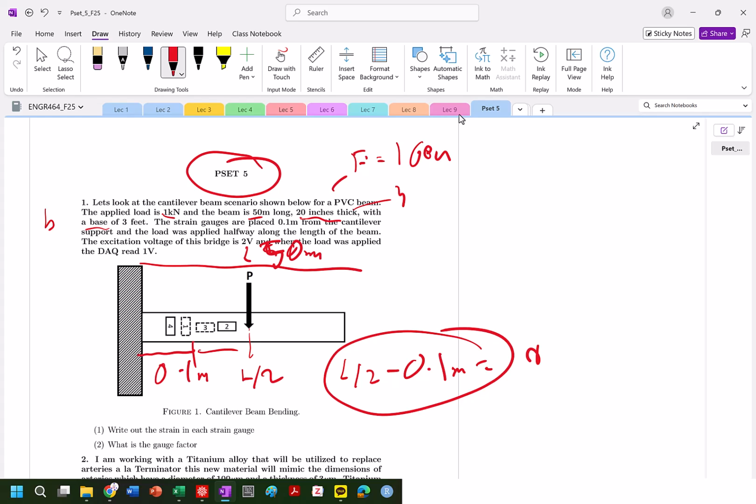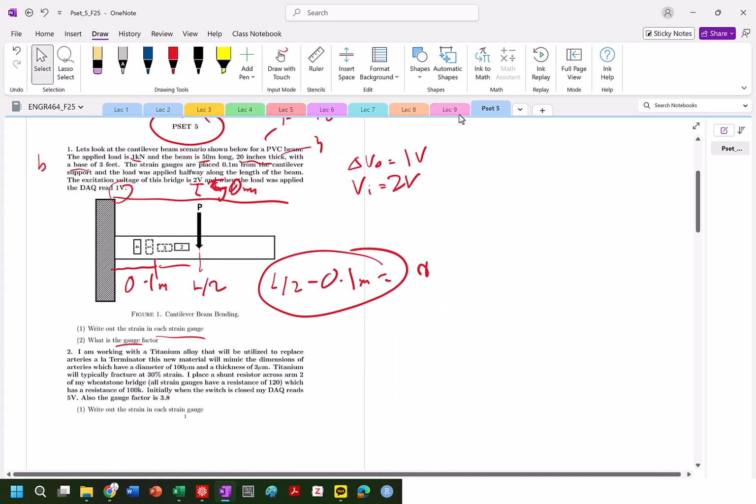Load applied. Excitation voltage is 2 volts when the load is applied. So my delta V naught is equal to 1 volt. My VI, or excitation, is going to be 2 volts. Write out the strain in each strain gauge. What's the gauge factor? So we're solving for the gauge factor.